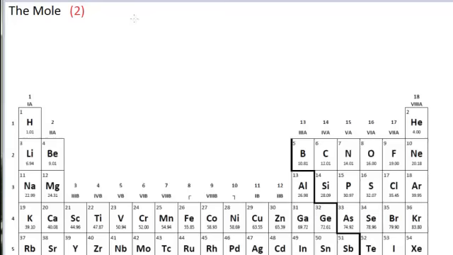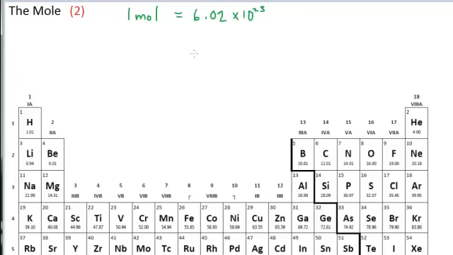The mole is a counting number. Just like the word dozen always means 12, 1 mole, abbreviated mol, is always representing 6.02 times 10 to the 23rd of the items. A dozen is 12, a mole is 6.02 times 10 to the 23rd of whatever it is you're talking about. When we're talking about atoms, a mole of atoms is 6.02 times 10 to the 23rd of those atoms. It's a count.